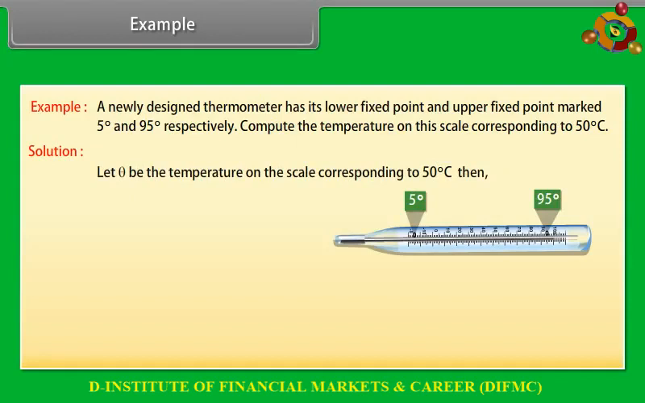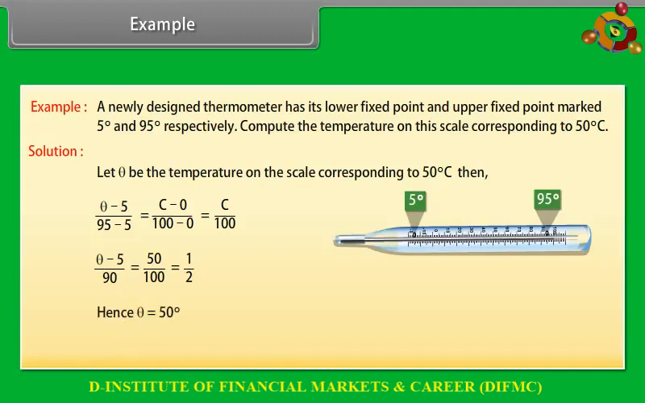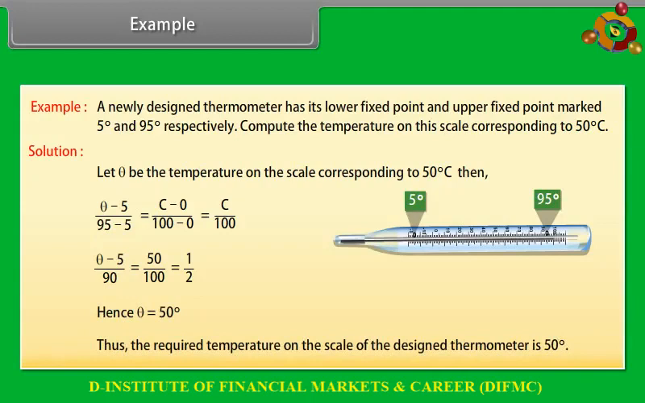Then (theta minus 5) upon (95 minus 5) is equal to C upon 100. On simplifying, we get (theta minus 5) upon 90 is equal to 50 upon 100. Hence, theta is equal to 50 degrees. Thus, the required temperature on the scale of the designed thermometer is 50 degrees.